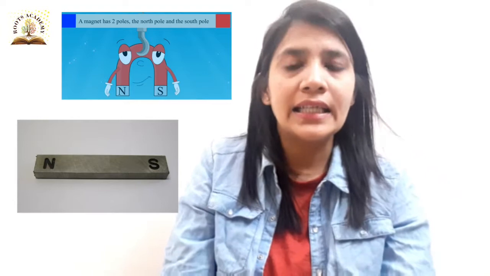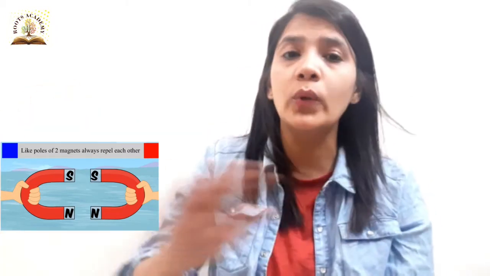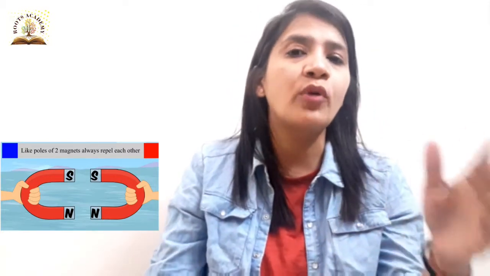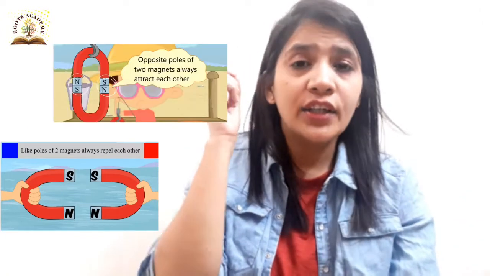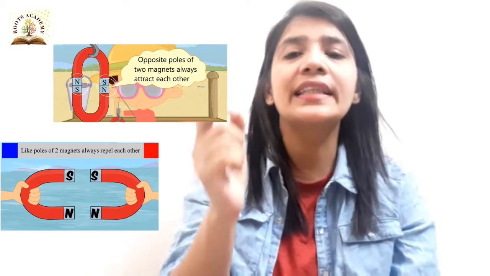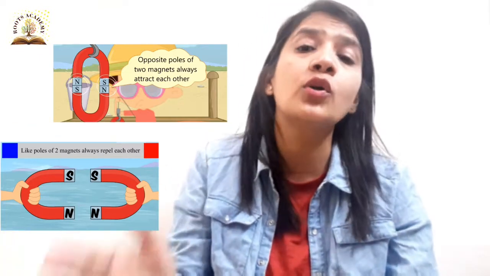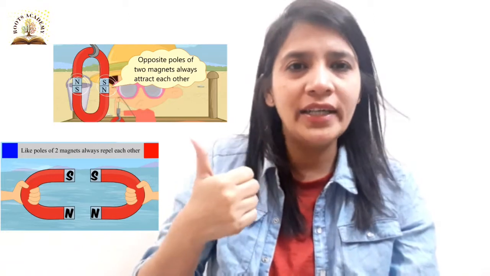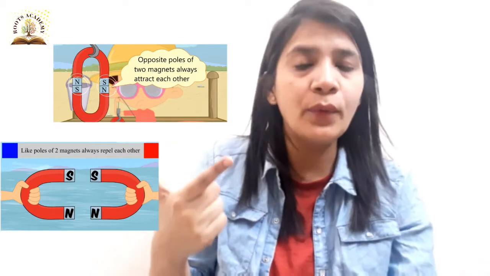Like poles repel. If the north pole of a magnet is brought near the north pole of another magnet, it will repel. If the south pole of a magnet is brought to the south pole of another magnet, it will repel. Unlike poles get attracted. The north pole gets attracted towards the south pole and the south pole gets attracted towards the north pole. So to conclude, the same poles repel, and unlike poles attract.